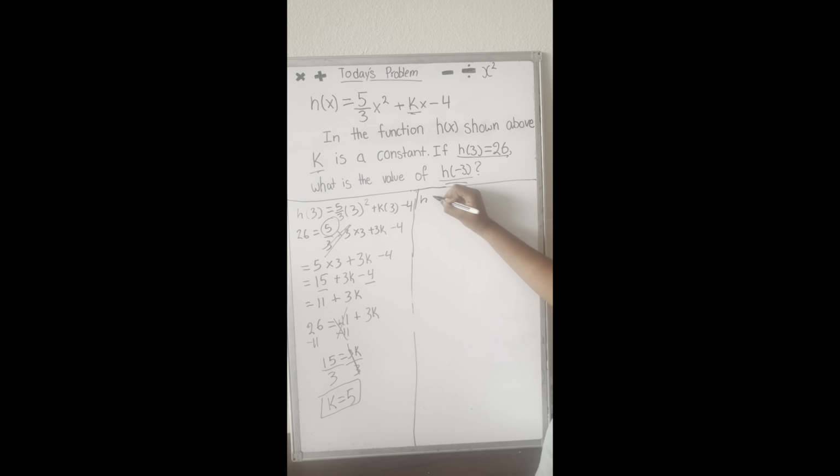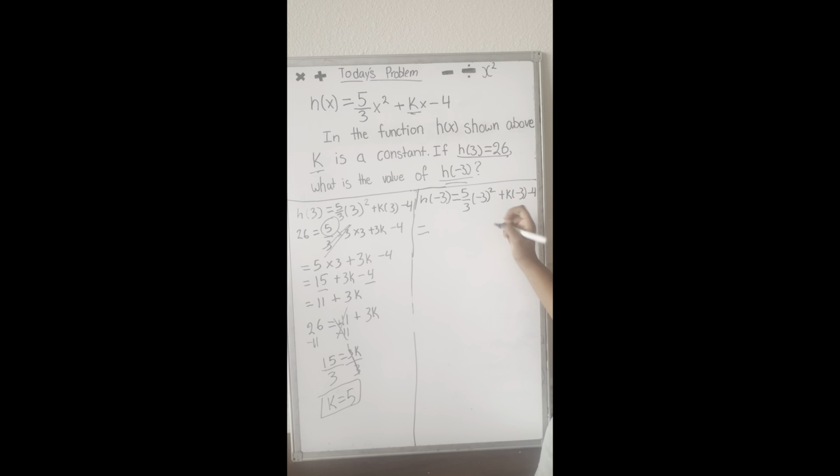We're going to get h of negative 3 first. Remember, this x is always what is inside this bracket right here. So we get h of negative 3 equals 5 divided by 3 times negative 3 squared plus k times negative 3 minus 4. We're not going to write the h of negative 3 until we need it later, to save some space.